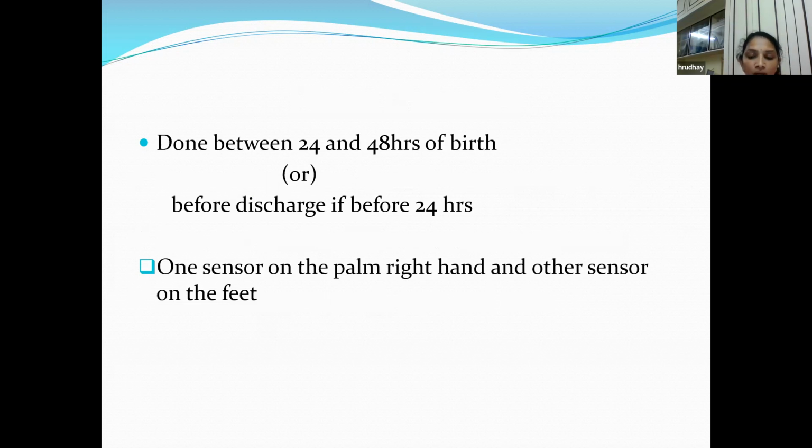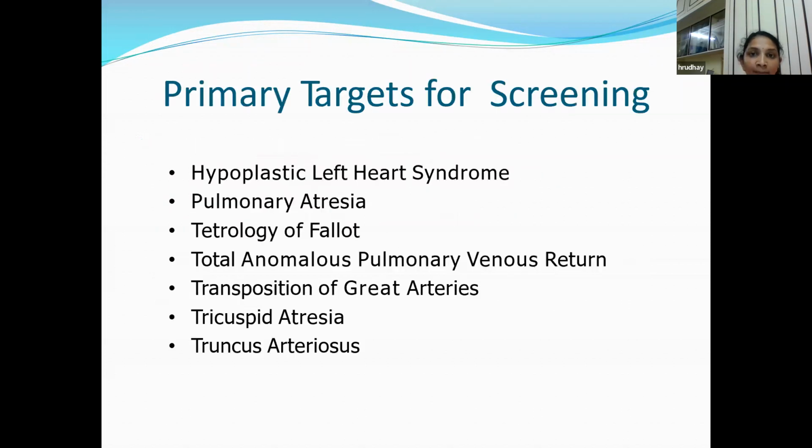The main theme of pulse oximetry screening is the primary targets, which are 7 conditions. That is HLHS, hypoplastic left heart syndrome, pulmonary atresia, tetralogy of Fallot, TAPVC, TGA, tricuspid atresia, and truncus arteriosus. These are the primary 7 targets for the screening.